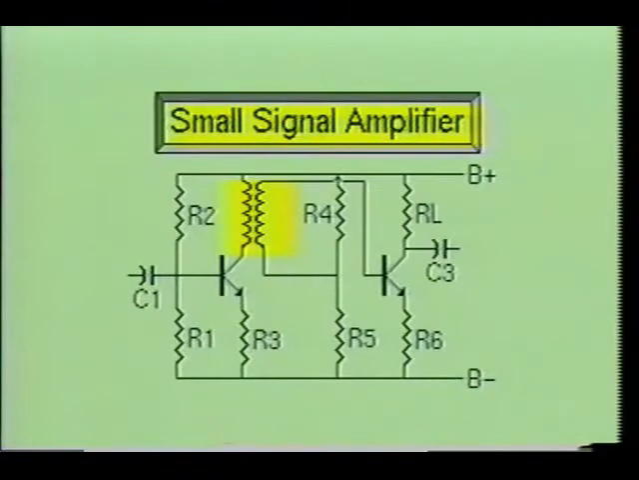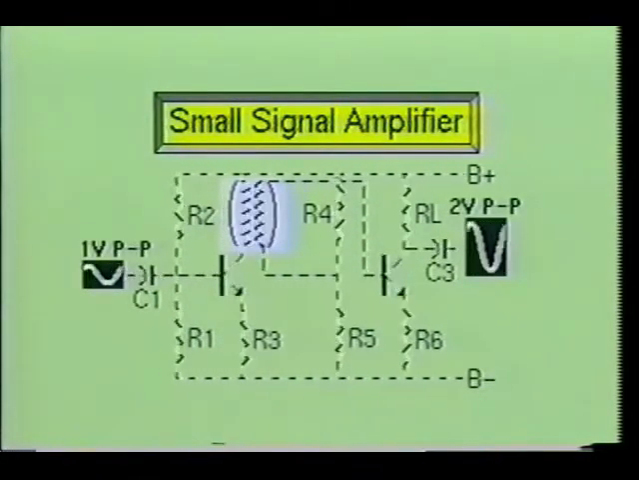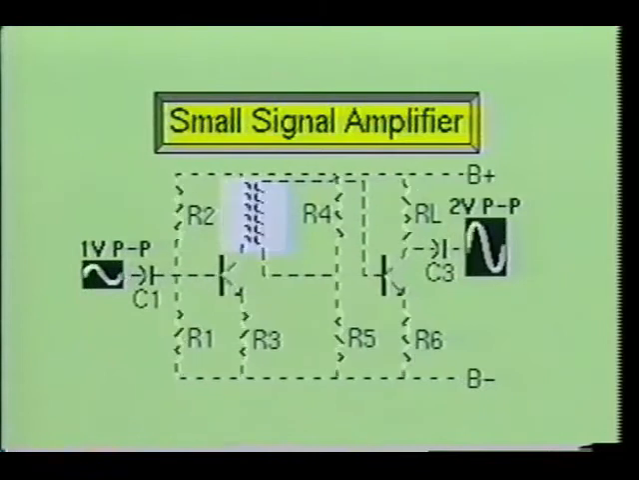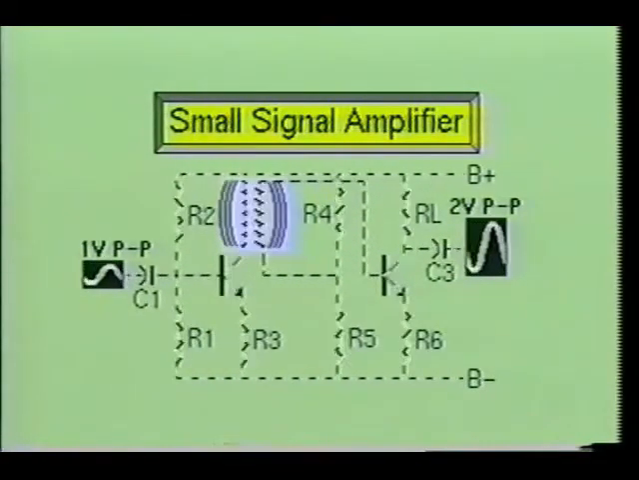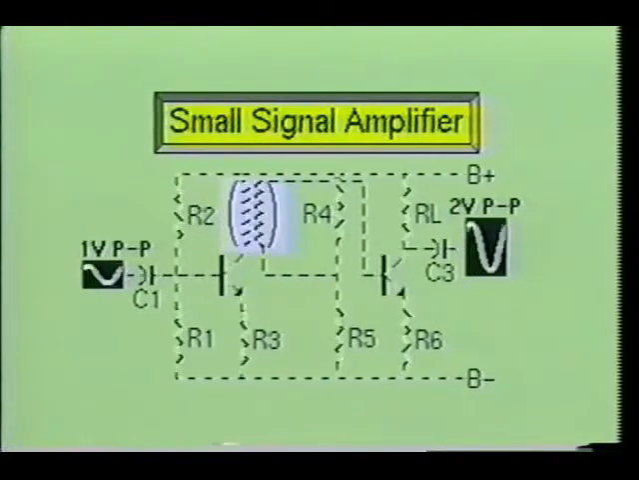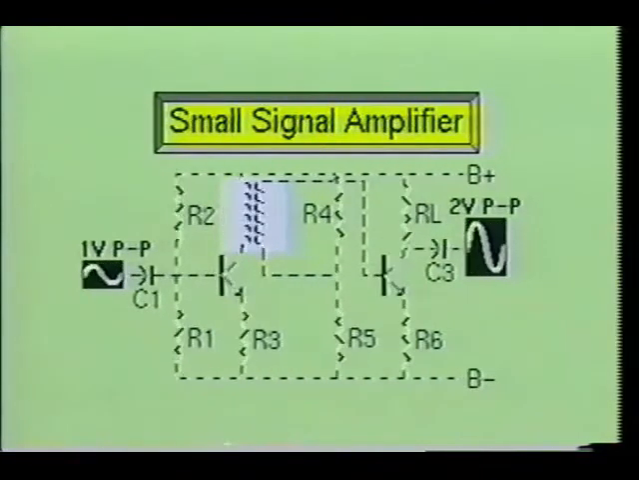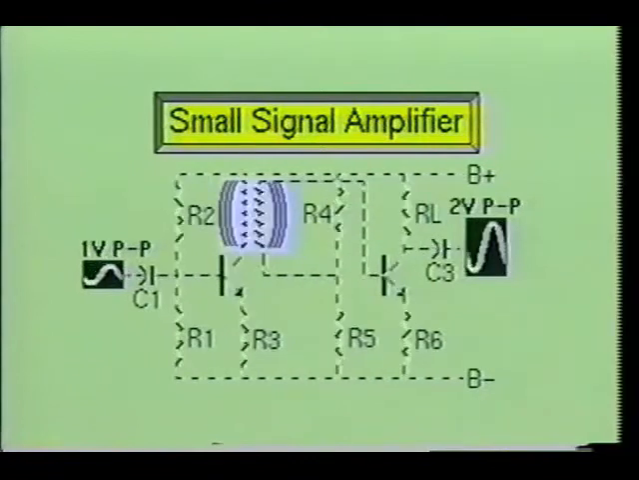Another common coupling method uses a transformer to electromagnetically couple the stages together. As you can see, the collector resistor of the first stage has been replaced with a transformer. Changes in the collector current are electromagnetically coupled to the secondary of the transformer. The transformer secondary is then connected to the input of the next amplifier stage. Again, the DC bias voltage of the first stage is isolated from the base voltage of the second stage. Both the transformer and capacitor coupling methods are used for amplifying AC signal voltages.